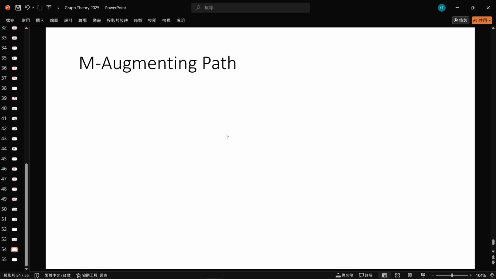So I believe the standard way to call this path is augmenting path. I'm trying to say alternating path, because another path that we're going to consider is the M-alternating path.